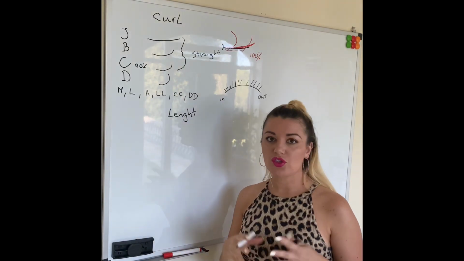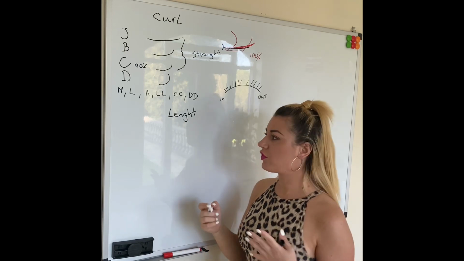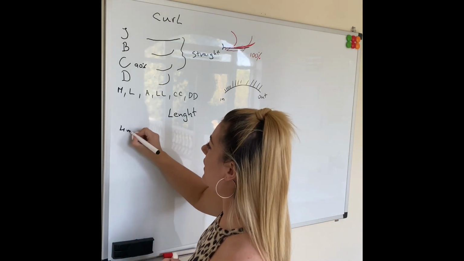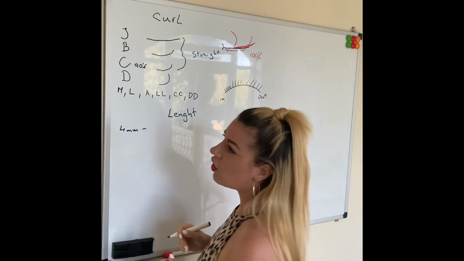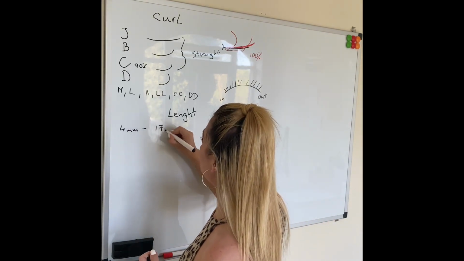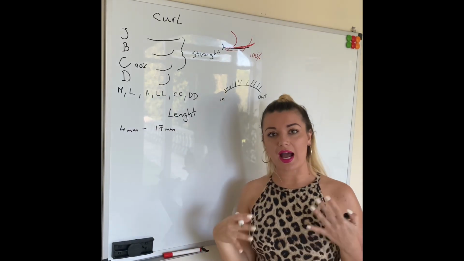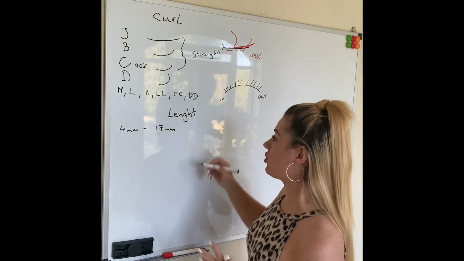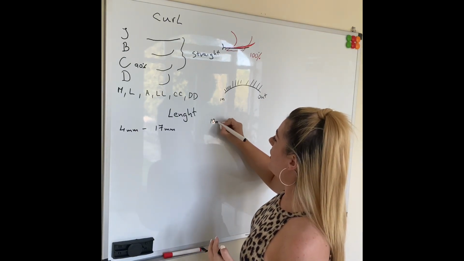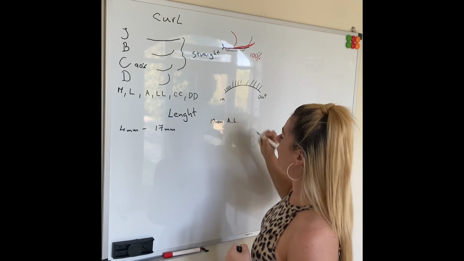So again, there are so many different lengths. I think the shortest one we've got is 4 millimeter, and the longest one we've had was 17 millimeter. Now, as you know from my previous video, the average natural lash is 10 millimeter long.